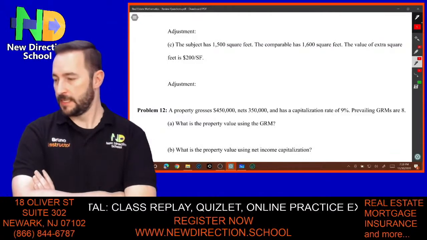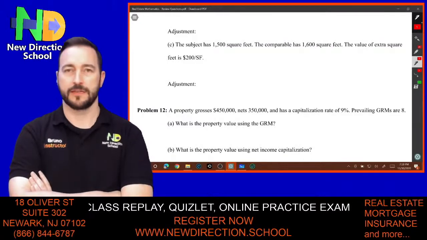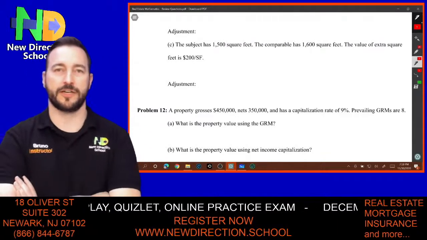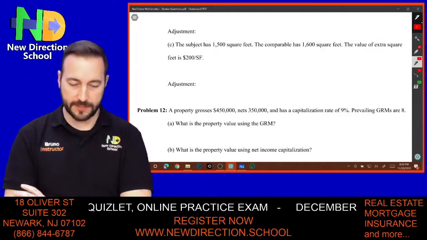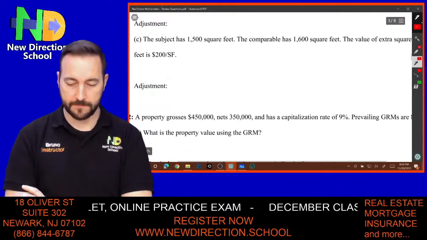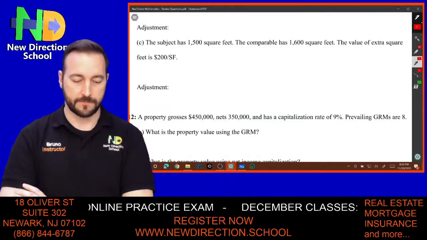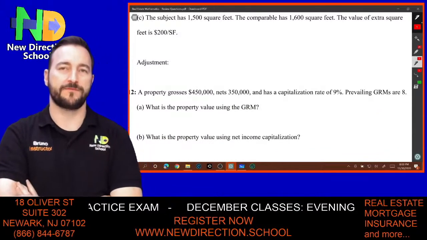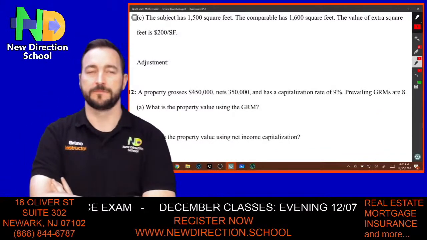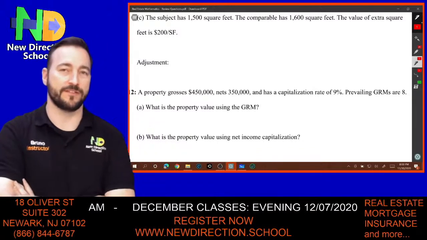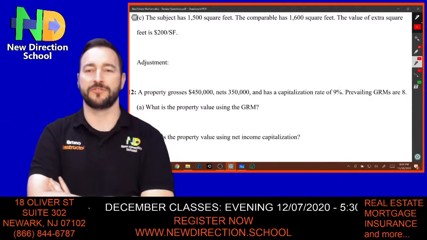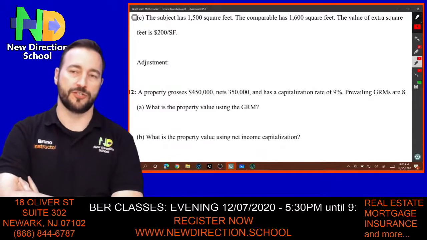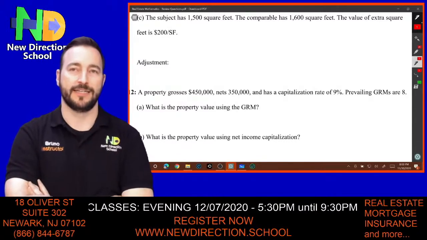All right. So here's the next question. A property grosses $450,000, nets $350,000, has a capitalization rate of 9%, and the prevailing GRM or gross rent multiplier is 8.